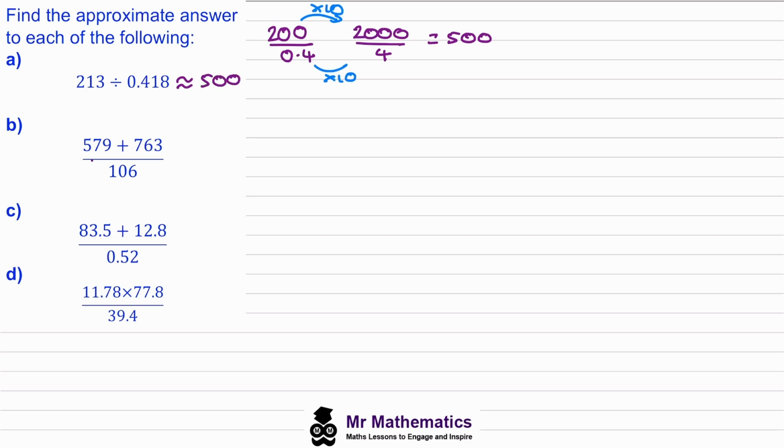So for part B, again, we'll round each of these numbers to one significant place. So 579 becomes 600. And this 7 does round the 5 to a 6, plus the 6, it does round the 7 to an 8, so plus 800, divided by 100. We can work out our numerator as 1400 divided by 100, which gives us 14. So this is approximately equal to 14.